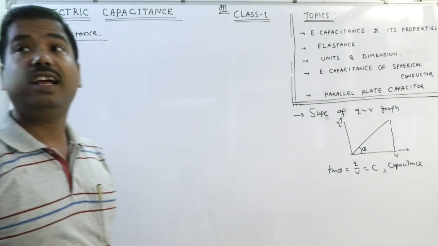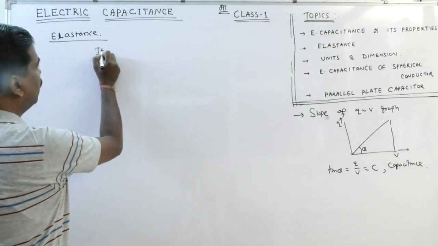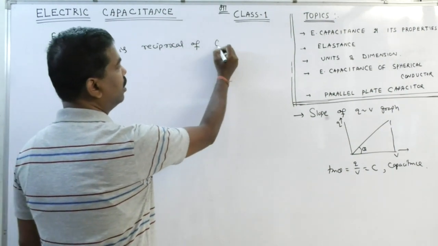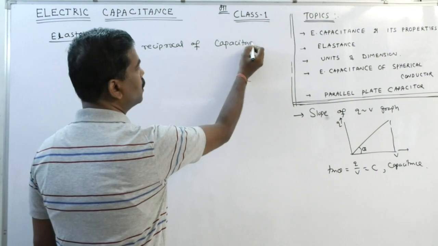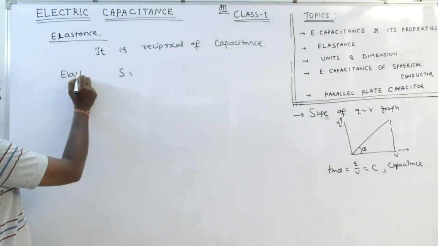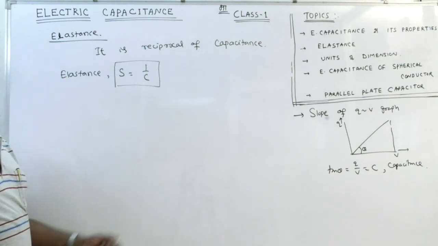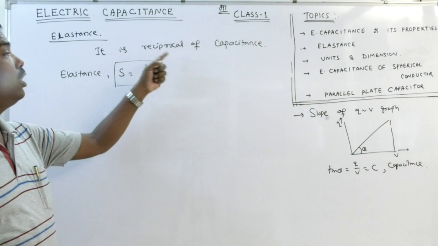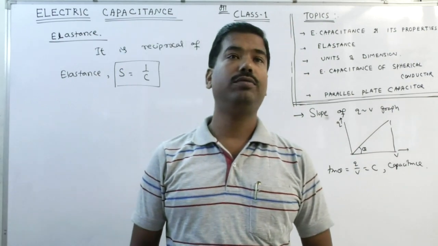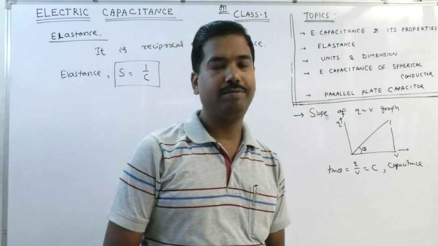Elastance. What is elastance? The reciprocal of capacitance is called elastance. S is equal to 1 by C. Clear? The reciprocal of capacitance is called elastance. Later on we will discuss it. The elastance plays the same role as the force constant in a spring. We will prove it later on.